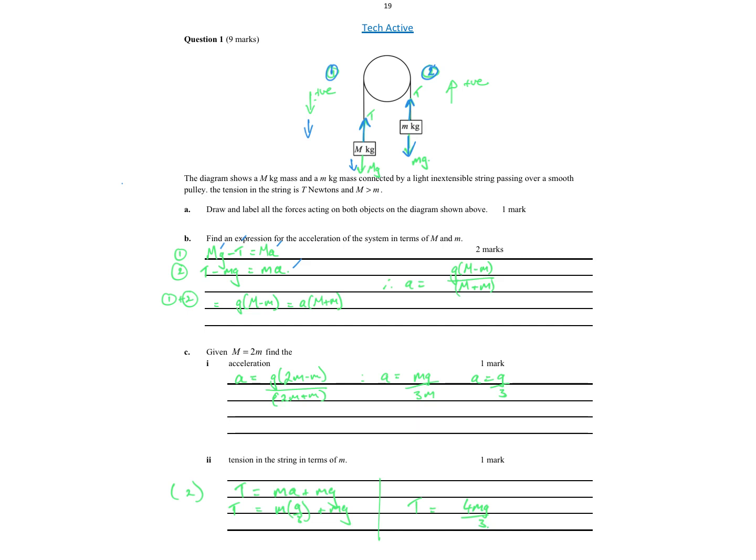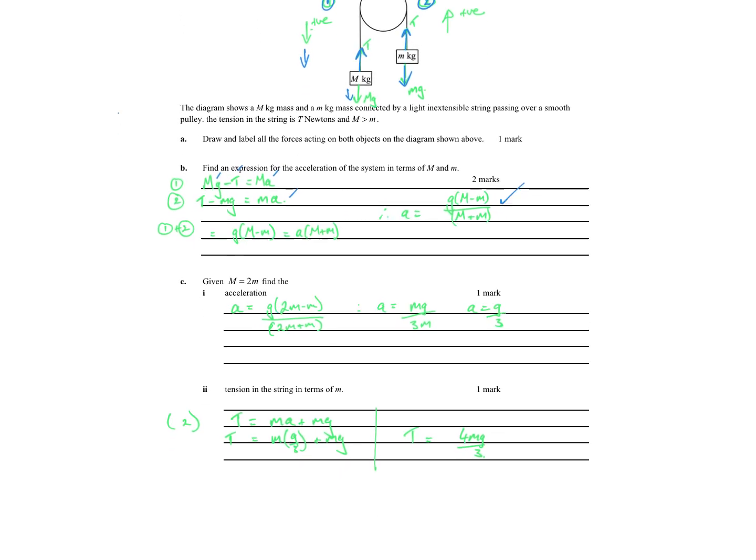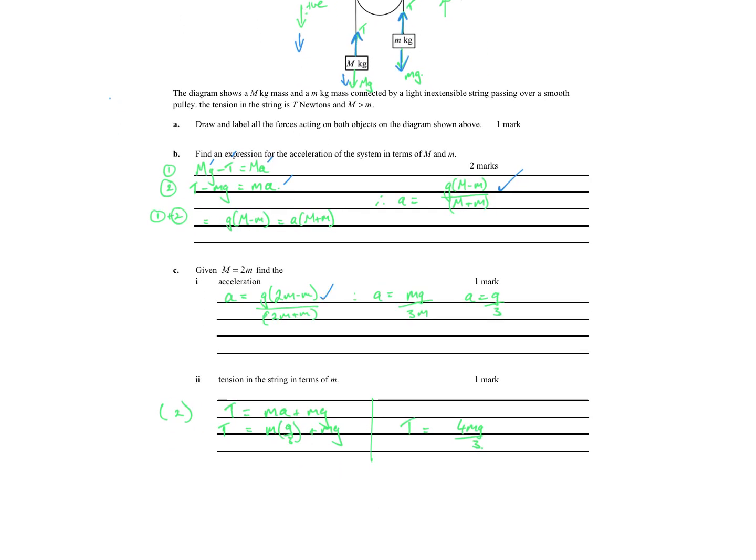So if we add those two systems together, we'll get capital Mg minus lowercase mg equals M plus m times a. Take out a and g as common factors, and then we get an expression for a. So if capital M is equal to 2m, we can just substitute that in, and we get our acceleration. And then obviously if we've got an acceleration, we can solve for the tension in terms of lowercase m. So pick the equation that has lowercase m in it. Hopefully that falls out all right for you.